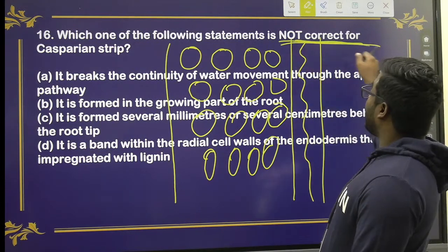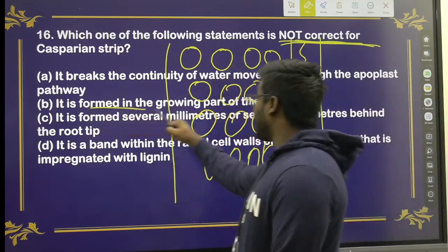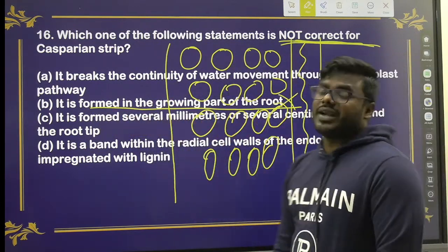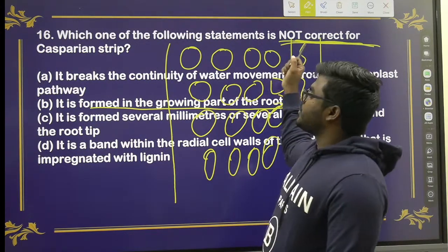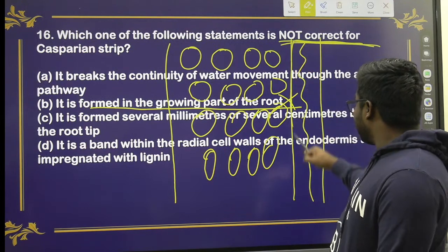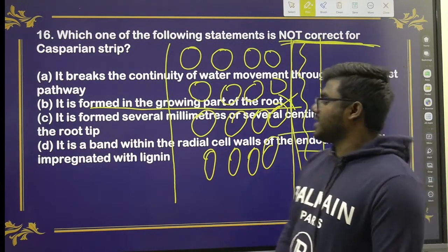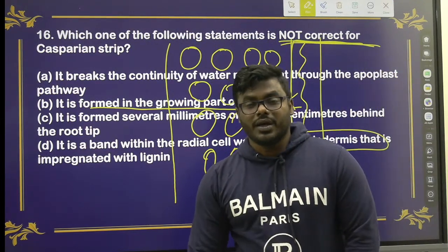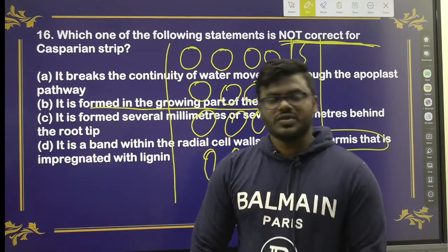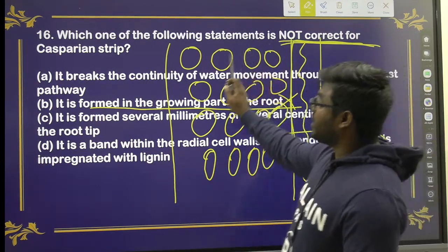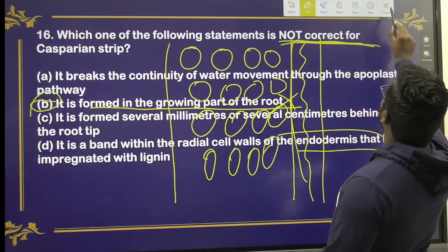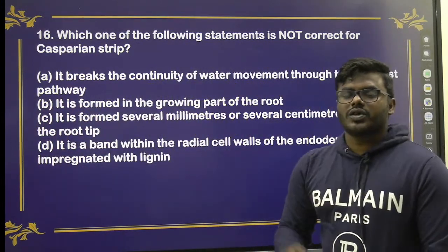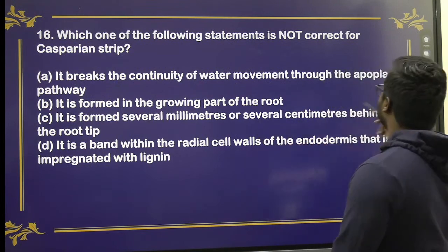They are asking which is not correct. They said that it is formed in the growing part of the root. No, it never forms in the growing part of the root. Majorly the Casparian strip is present where, friends? In the endodermis. Very, very simple, you know, right? Endodermis is rich in lignin. Simple. The answer for question number 16 is B. Okay, get ready for question number 17.